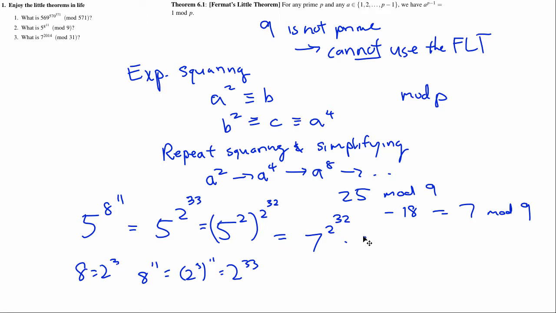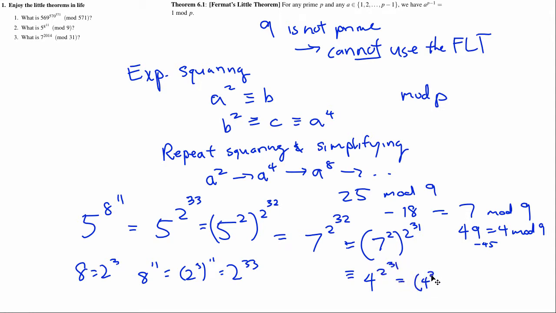We repeat this factoring. You'll see this is very tedious, but in a moment there's a saving simplification, which is equal to 7 to 2 to the 31. And 7 squared is 49, which is 4 mod 9 from 45, right? And then this is just 4, congruent to 4 to the 2 to the 31.